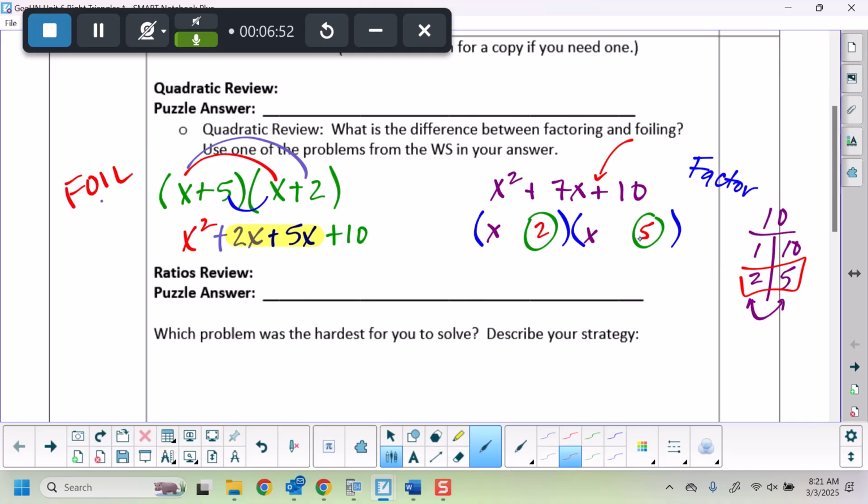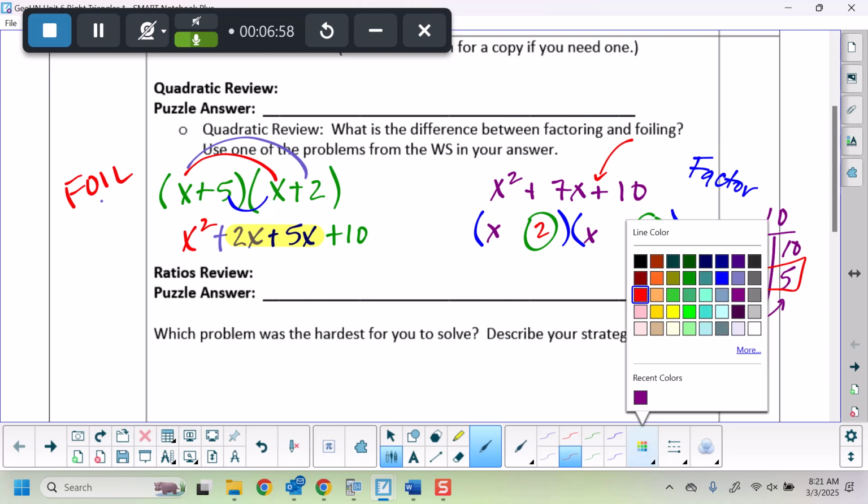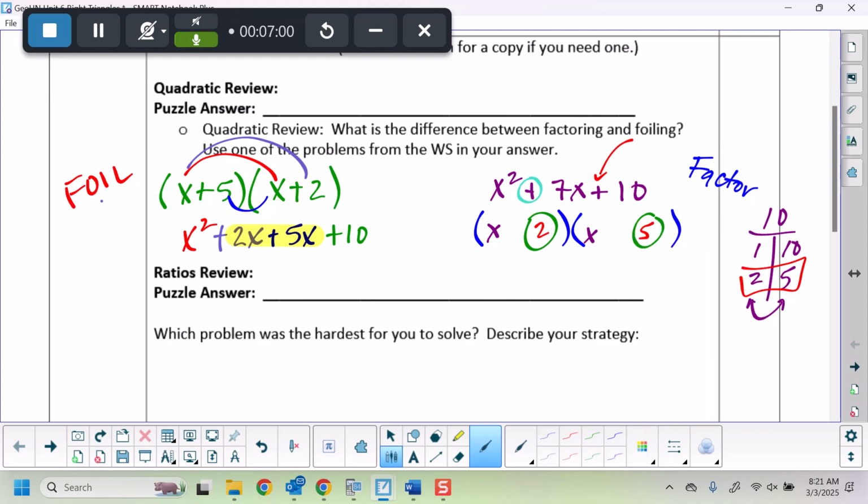You okay with that? Now when I try to look at that sign, it's the sign of this middle term that determines what my signs are. I know they match, and I know they're both positive because 5x's plus 2x's is positive 7x's. If that sign was a subtraction sign, it would have been x minus 2 and x minus 5. Are you with me on that?